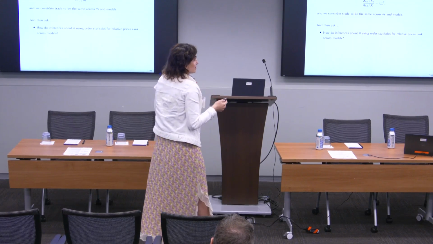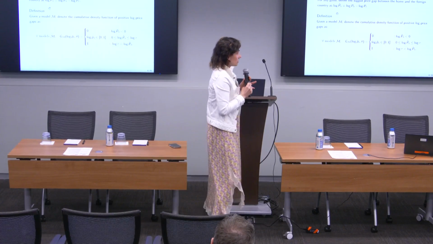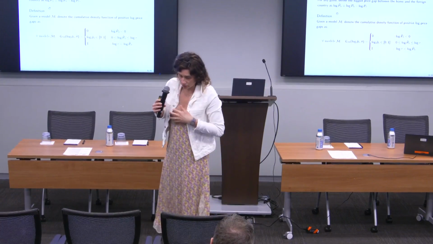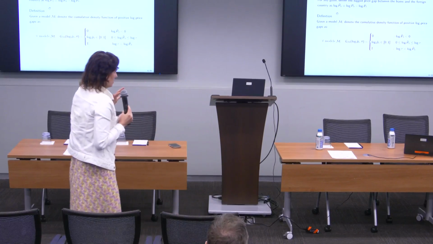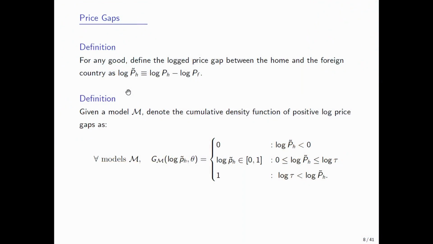Okay, so now let's think about how to get at theta. I'm going to define a couple of terms for you. Don't worry too much about the math of it, but just the idea of it. Let me define, for any good, the logged price gap between the home and the foreign country. That's going to be this object, log p tilde h. That is simply the log price of a good in country H, so home, minus the log price of a good in country F, which is foreign, okay?